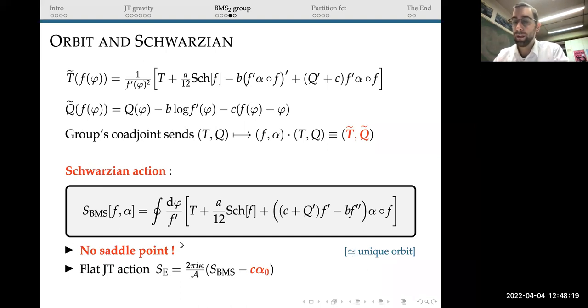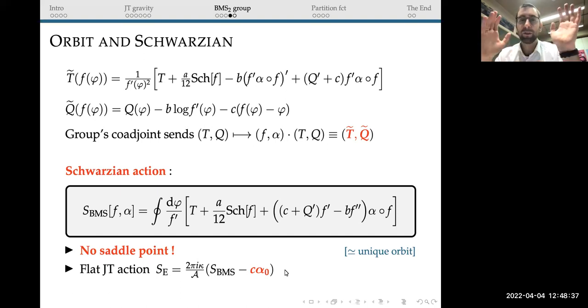So what I'm now going to do, and what follows, is to take this action, which is the Schwarzian plus a crucial zero mode. And that crucial zero mode, it turns out, is going to be responsible for the presence of a saddle point and the possibility to actually evaluate a one-loop partition function.